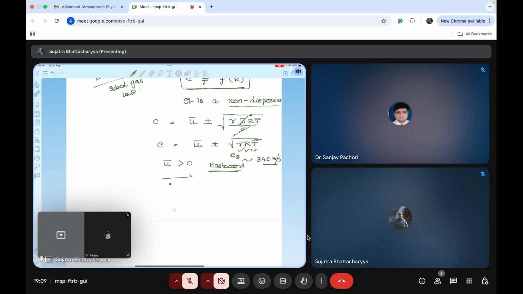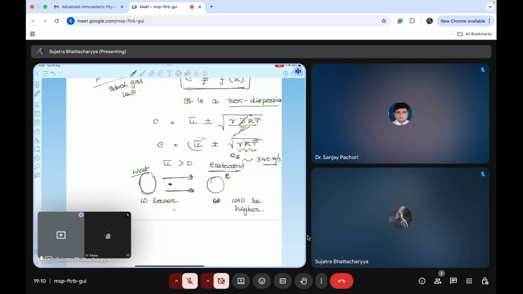So this is the direction of the winds, okay? And here is where the sound has started. You will see that your omega, your frequency, will be higher in the eastward direction because this is positive, whereas here you will get omega lower. So this is the westward direction.